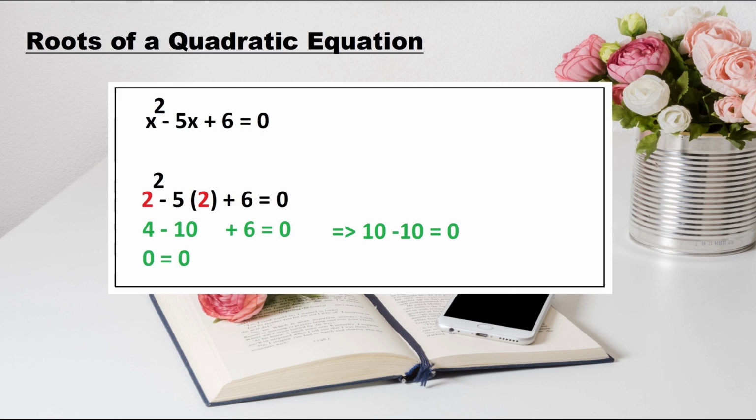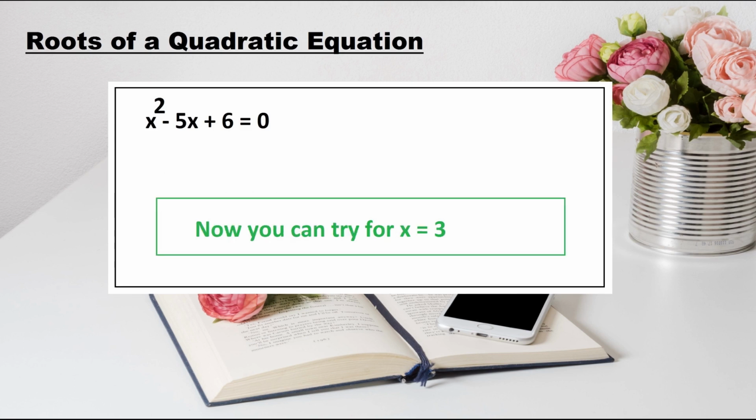Right, this is the verification that the number 2 is one of the roots of this equation, that satisfied the equation and made the equation 0 equal to 0. That's the proof. And now you can again solve this equation by putting the value of x as 3 instead of 2, and you will solve it by yourself, and you will see that finally you get 0 equal to 0. It means that 3 is another root of the equation.